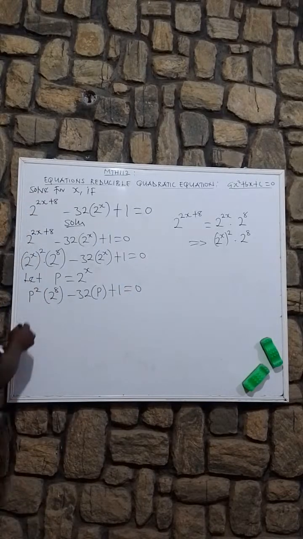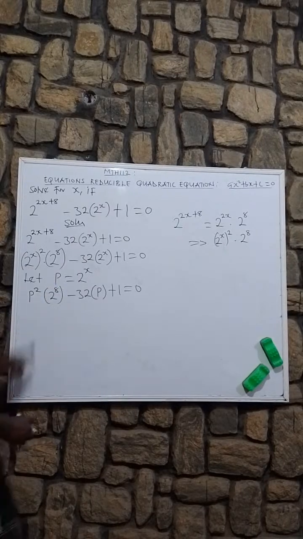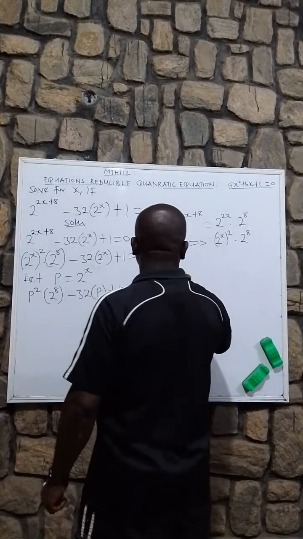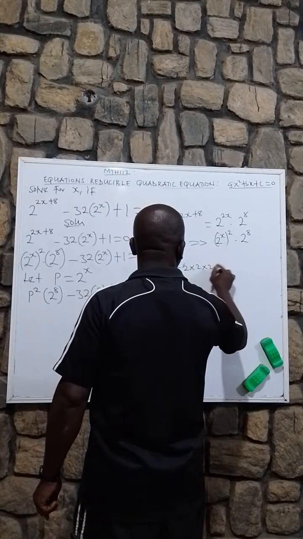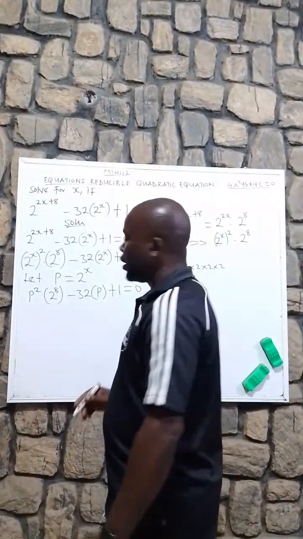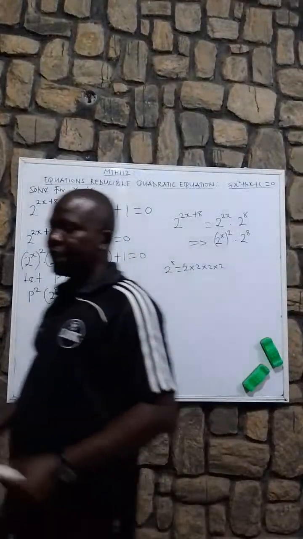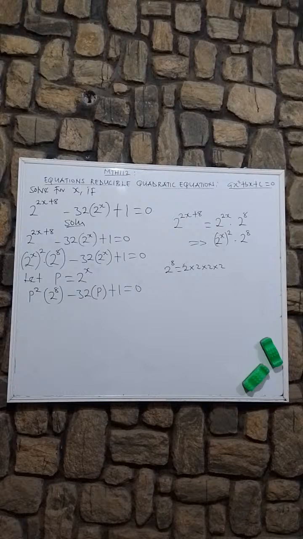Okay, so at this point, we have to multiply out. If we have 2 raised to the power 8, this means 2 times 2 times 2 times 2, in 8 places. Is that clear? So give us the answer, please. Somebody should type the answer. I'm waiting.